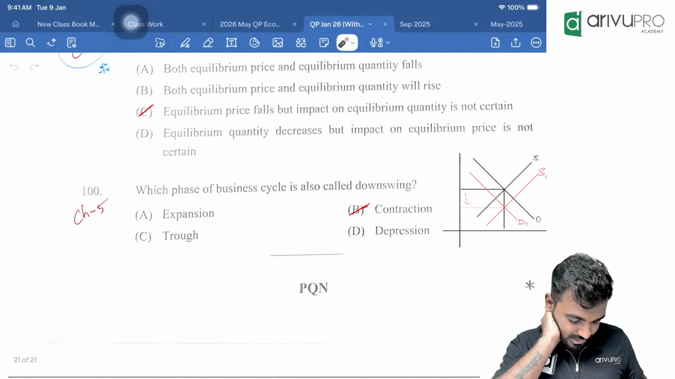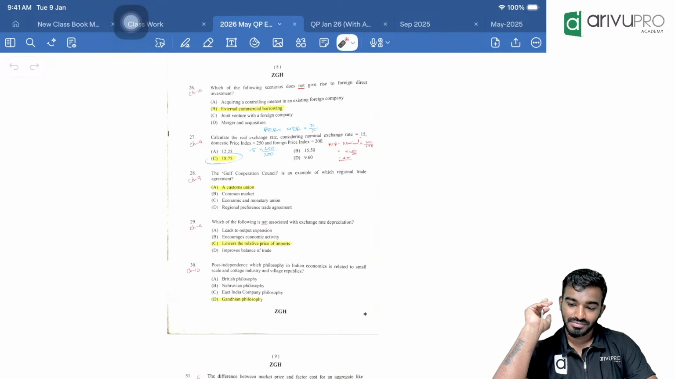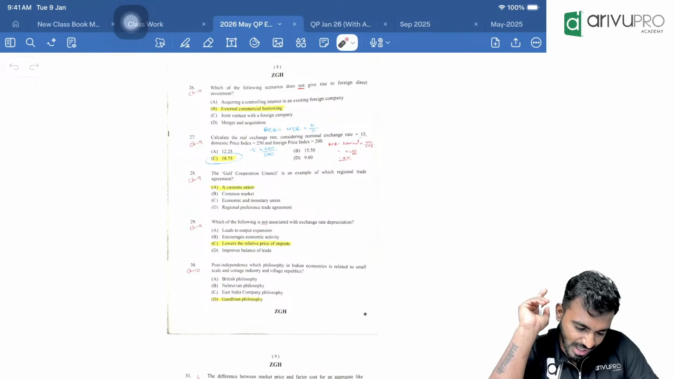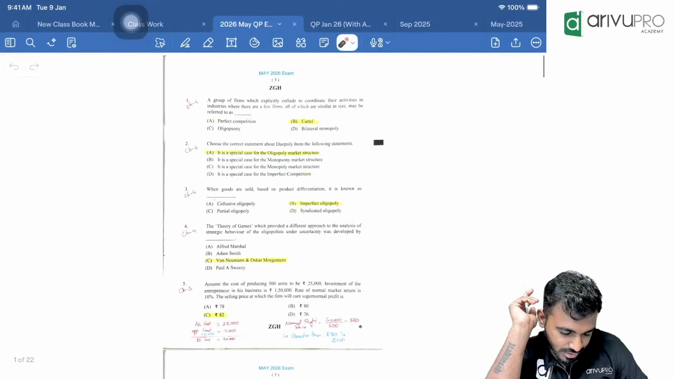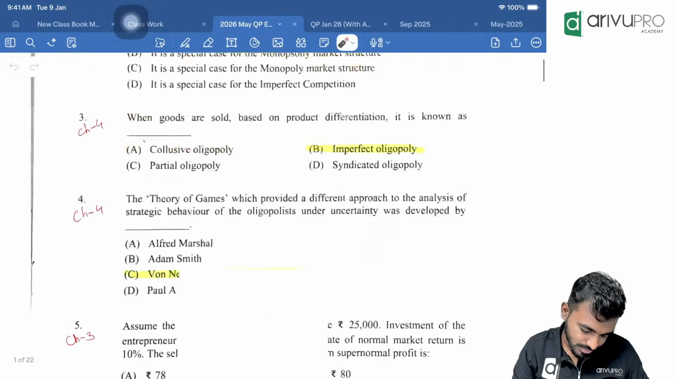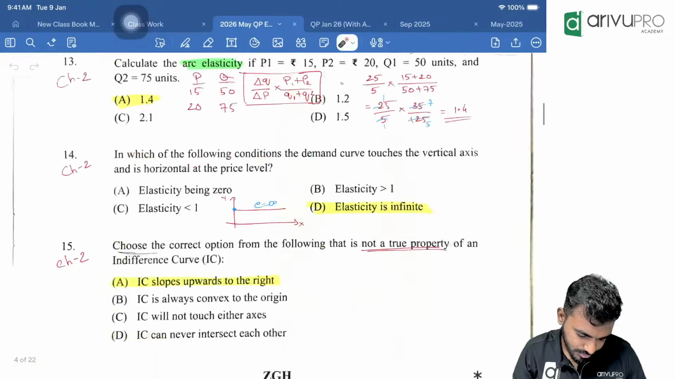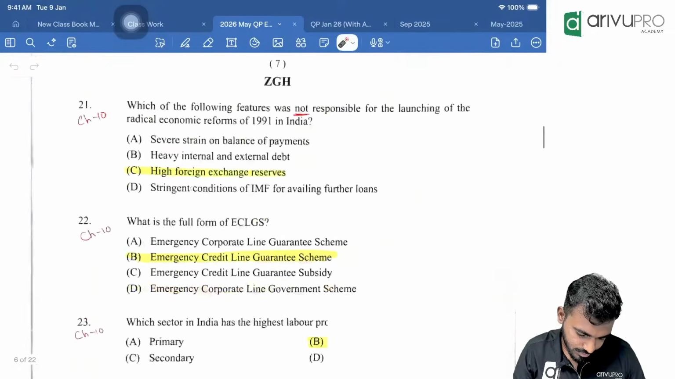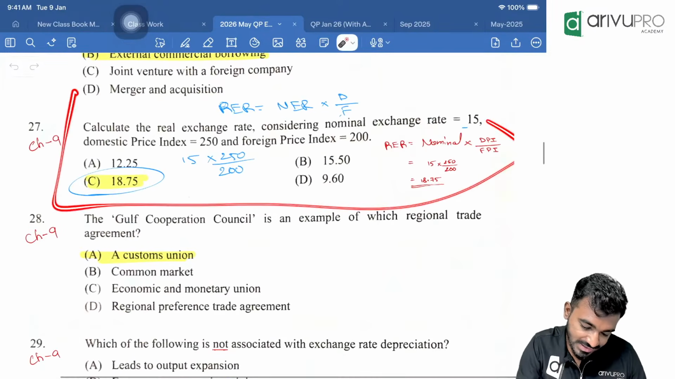Most easy questions, man. Seriously, from the past 2-3 attempts, the economics paper is damn easy. Okay, the last, most recent attempt paper, that is the May 2026 attempt paper. Yep, we already did this in the class now.